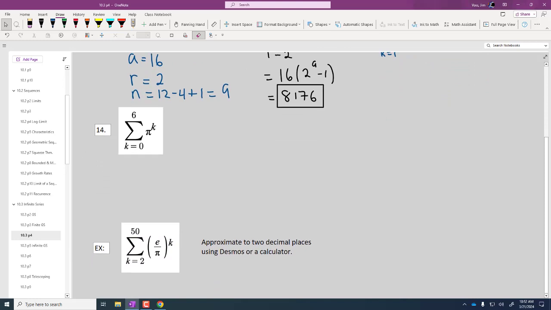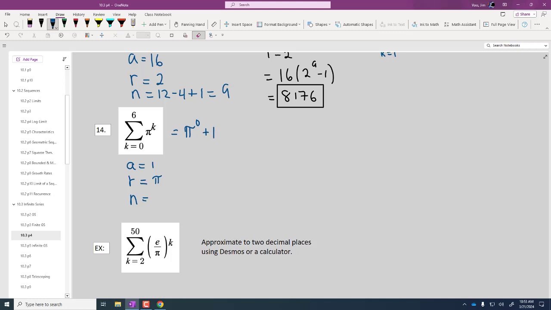Okay, let's try another one here. So let's first identify A, R, and N. What is A in this case? A is the very first term in the series. So we look at the initial index to get the initial term. When k equals 0 is plugged in here, we have pi to the 0, which is 1. And then how about the common ratio? Pi is the common ratio. Pi is always going to be the base of the exponential expression that you have here.